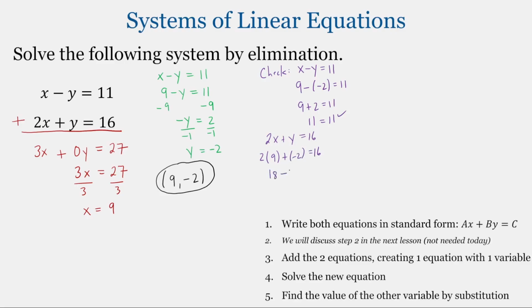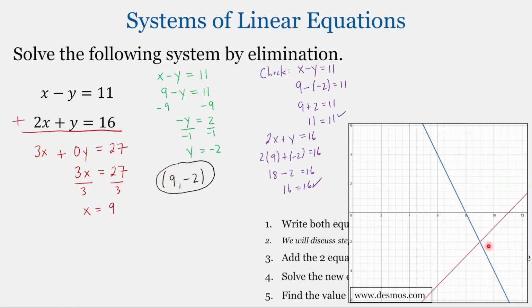18 minus 2 equals 16. 16 equals 16, and that's also a true statement. So the solution is the ordered pair (9, -2). If we graph the lines of those two equations, this is where those lines cross. It's the one point they have in common.